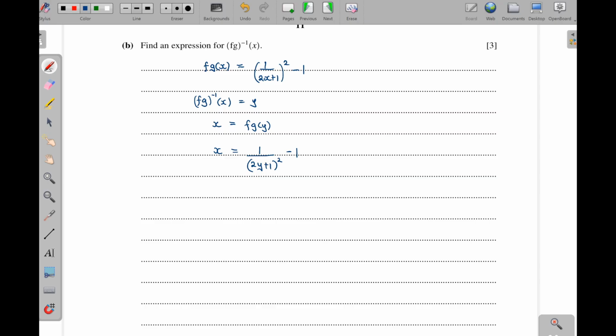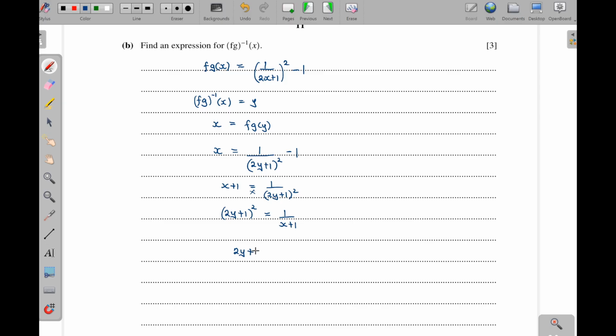Then we are supposed to make y the subject of the formula. So bring this on this side. So we shall have x plus 1, which is equal to 1 over, then 2y plus 1 squared. Now we shall cross multiply, then 2y plus 1 squared, then I will multiply it with x plus 1 here, then I will say is equal to 1. Then after, I will divide through by this, not so? So it's better to just write this one here is equal to 1 over, then x plus 1. Then we can take the square roots on both sides.